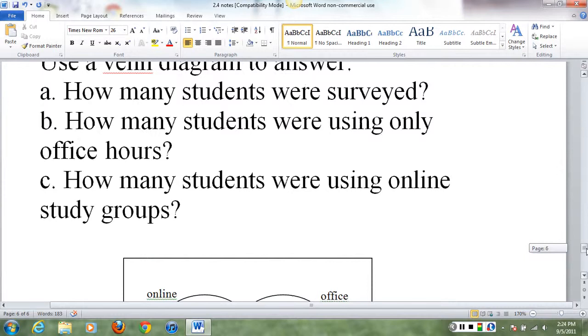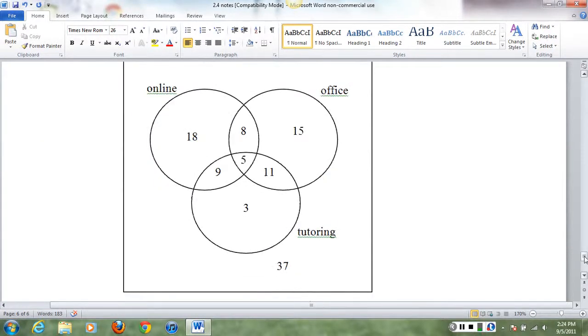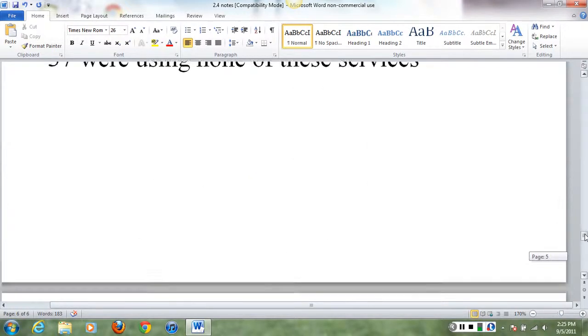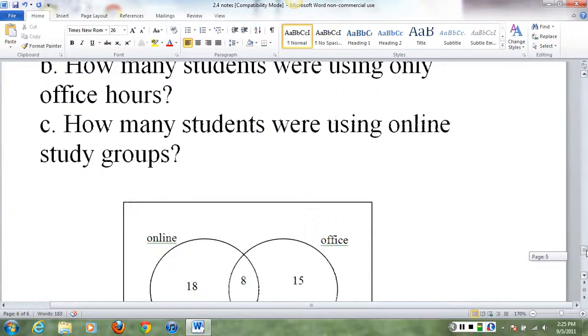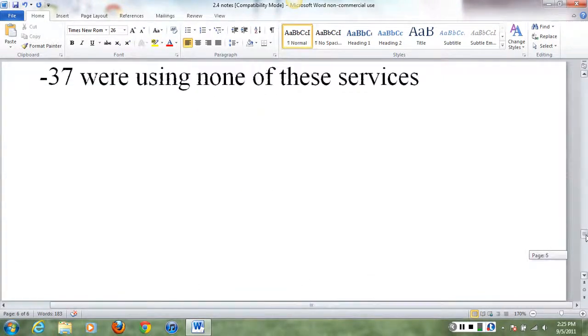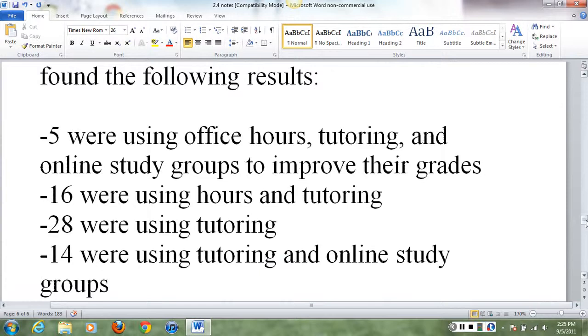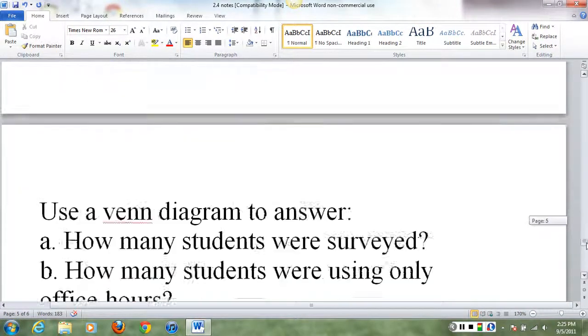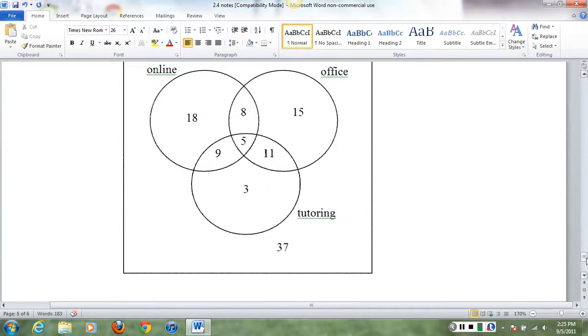You want to make 3 groups here: office hours, online, and then regular study groups, or tutoring is what I used, as you can see here. And as you can see from the information, I had 3 groups, so I asked what's going to be the combination of all 3? What represents using all 3 of them? Is there a stat that tells me all 3 were used? That's the first one. 5 were using office hours, tutoring, and online study groups, so all 3. So 5 goes in the middle. And that's where we start.